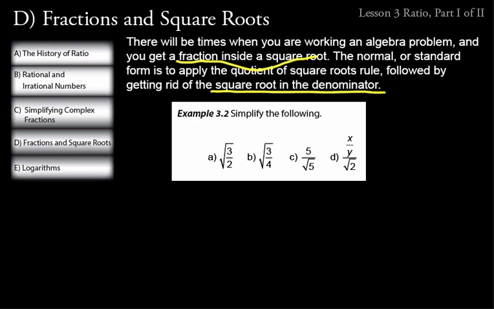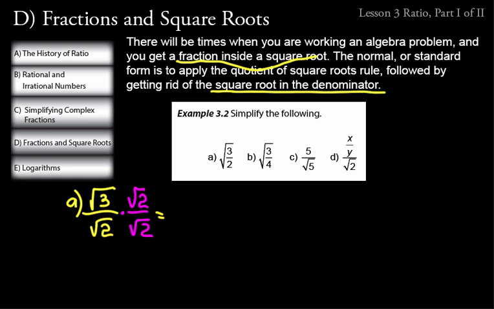So let's look at A. What are we doing to simplify that? Well, first we want to use the quotient of square roots rule and say square root of 3 over square root of 2. Now we want to get rid of that square root of 2 in the denominator, and we do that by multiplying above and below by the square root of 2, which is the same thing as multiplying by 1, right?